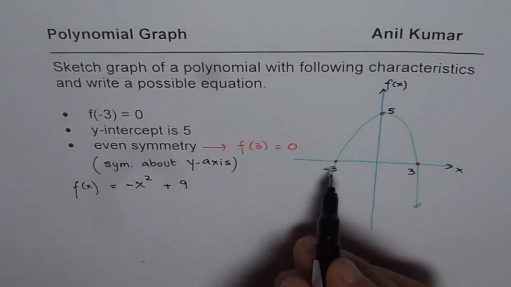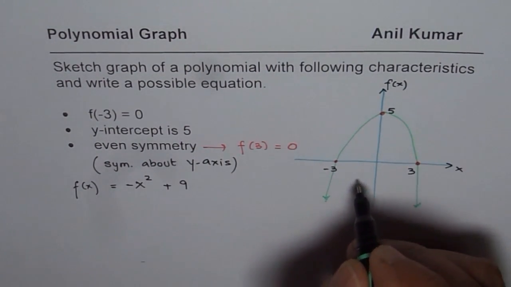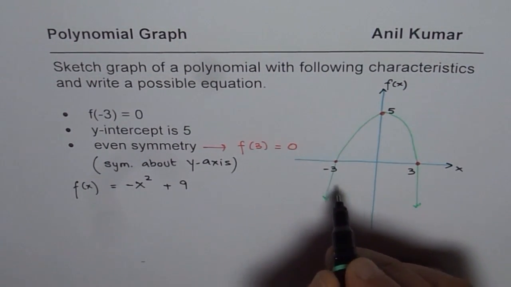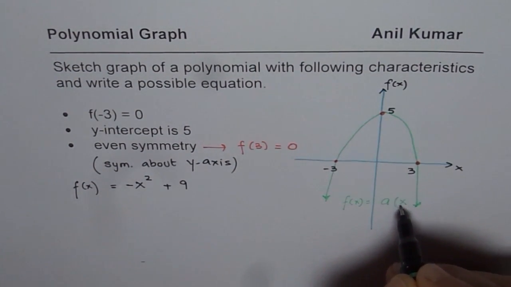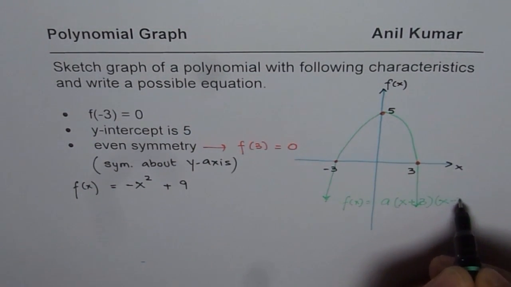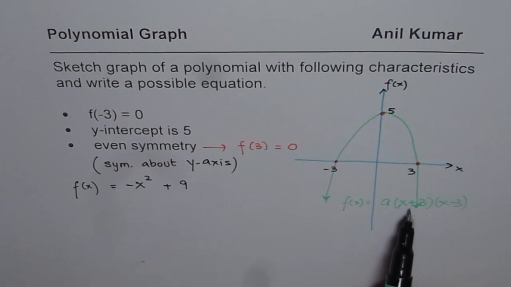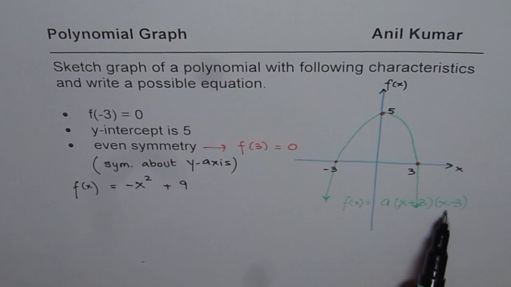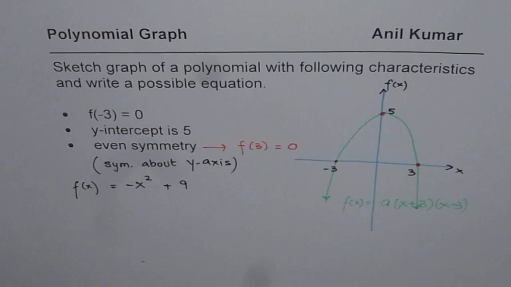Some of you could actually start your equation from this kind of condition. You can say, well, there are two factors here, so you can say f of x is equal to a times x plus 3 times x minus 3, and then use the y-intercept 5 to write down the equation, right? This is x square minus 9, and when you substitute 0 you should get 5, so you could write the equation like that also, right? Either way you could find the equation.